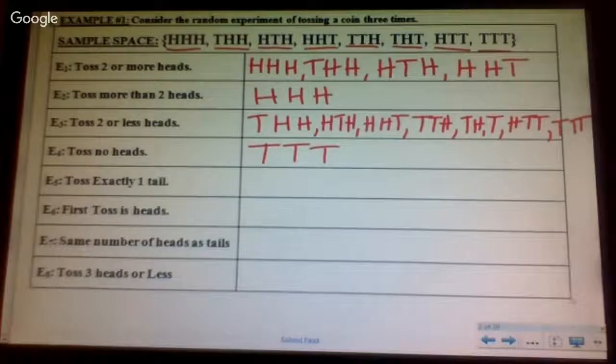What about tossing exactly 1 tail? HHT, HTH, and THH.